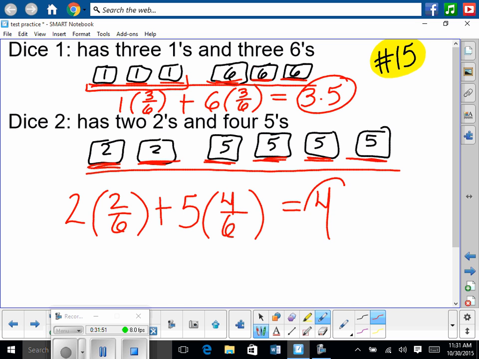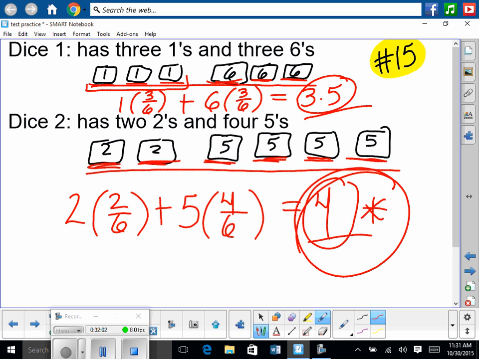All right, so which expected value is higher? This one. So you can expect to get a 4 on average with dice number 2 and a 3.5 on dice number 1. So dice number 2 has a better average of winning. On average, you win more with dice 2. So your answer for number 15 would be dice 2. And that is the end of the video.